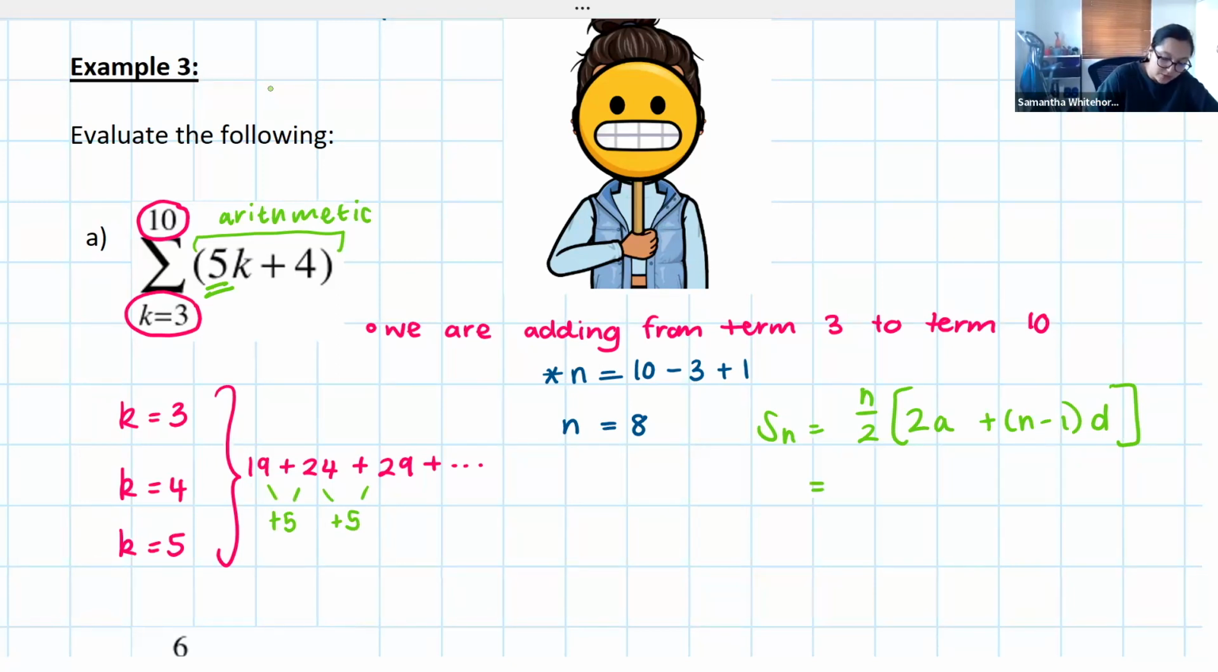Right, so guys, quickly work out for me the sum of these 8 terms. I'll do the substitution just so that we know what we're doing. Now remember, your A value is the first term that you add. So this 19 is your A value.